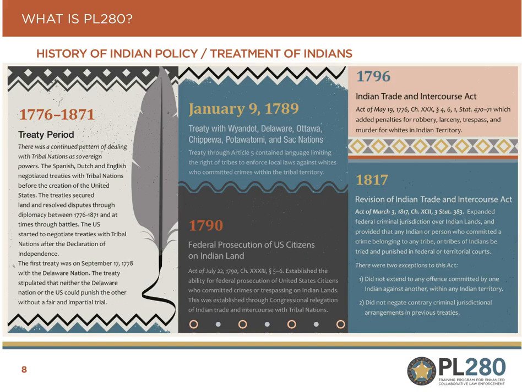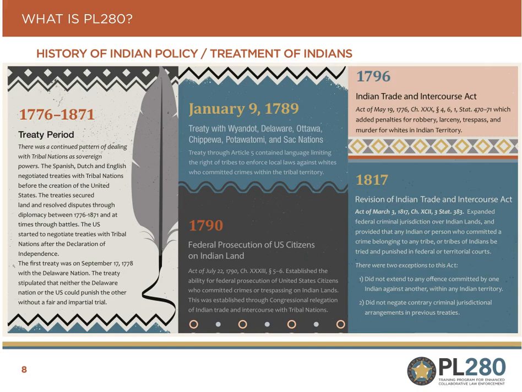PL280 is very much a product of United States history. The United States started to negotiate treaties with tribal nations after the Declaration of Independence. The first treaty was on September 17, 1778 with the Delaware Nation. The treaty stipulated that neither the Delaware Nation nor the U.S. could punish the other without a fair and impartial trial. In 1790, federal prosecution of U.S. citizens on Indian land was granted.